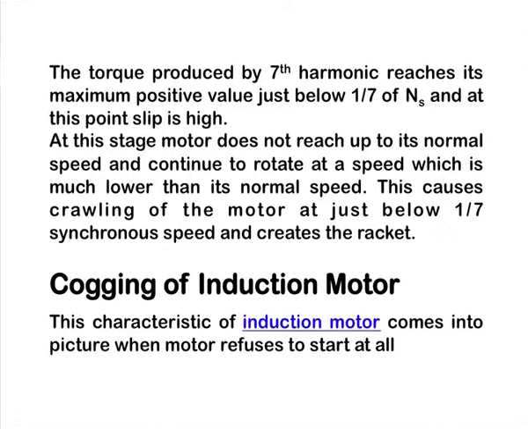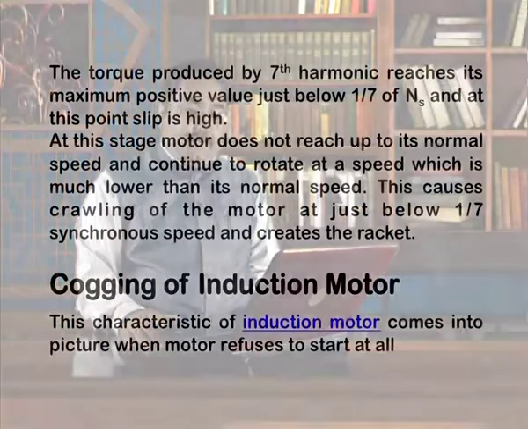So, what happens? At this stage the motor does not reach its normal speed and continues to rotate at a speed which is much lower than its normal speed. This causes the crawling of the motor at just below 1/7 of the synchronous speed, and the phenomenon of crawling starts. Another phenomenon which happens frequently in the induction motor is called cogging.